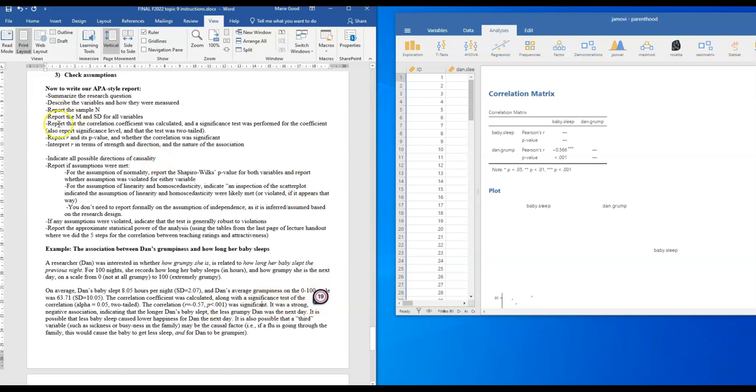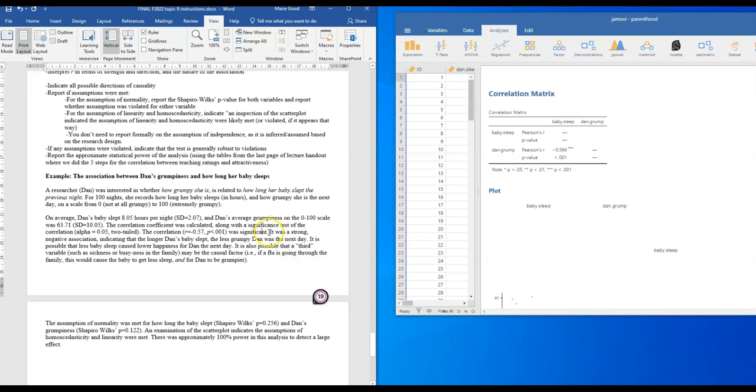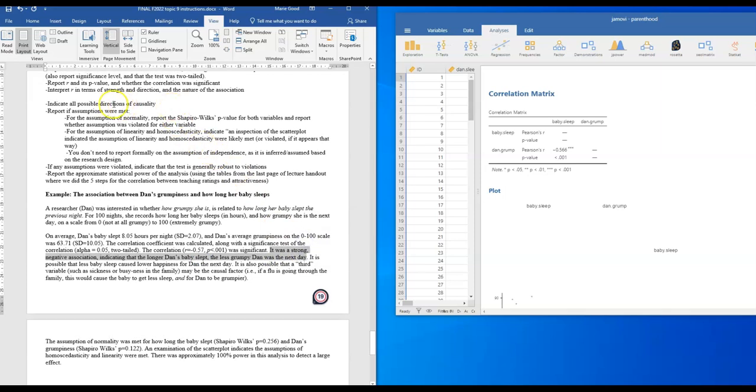So after you're reporting the r value, the p-value, and saying it was significant, you are then interpreting the correlation coefficient in terms of strength and direction and saying something about the nature of the association. So here's what this looks like. It was a strong negative association, indicating that the longer Dan's baby slept, the less grumpy Dan was the next day. Right? That's the part where you're interpreting the nature of the association.